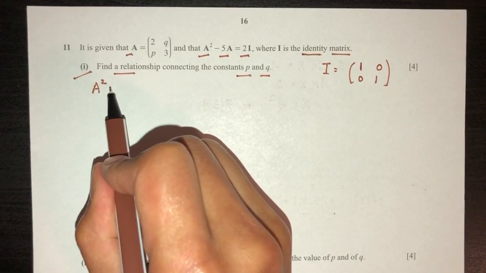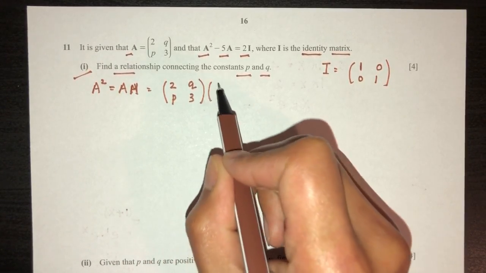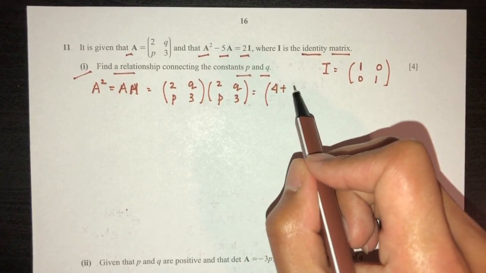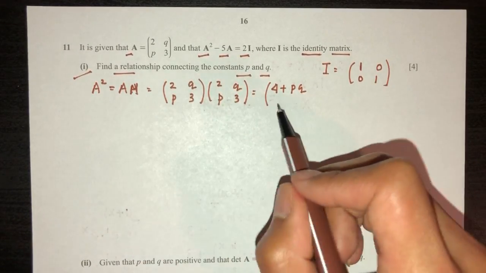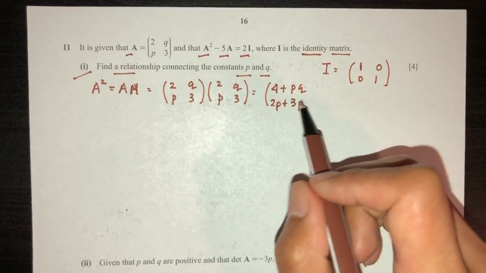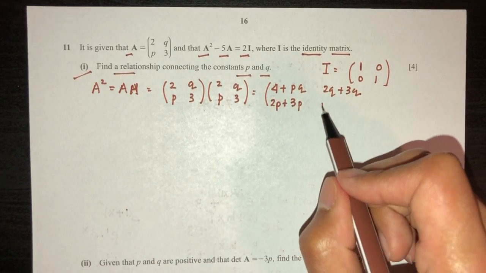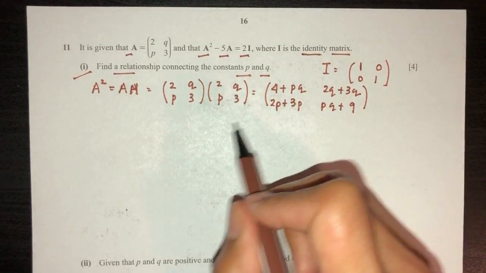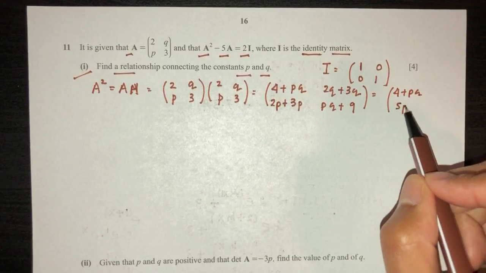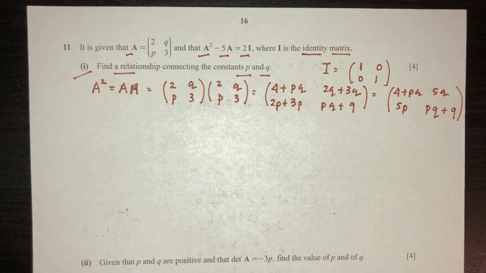So what is A squared? A squared is A times A. That is 2, p, q, 3 times 2, p, q, 3. So let's solve rows by column. That will be 4 plus pq. Rows by column, that is 2p plus 3p. Rows by column, that will be 2q plus 3q. And rows by column, that will be pq plus 9. So simplify, that will give you 4 plus pq, 5p, 5q, and pq plus 9. Okay, so that is A squared.